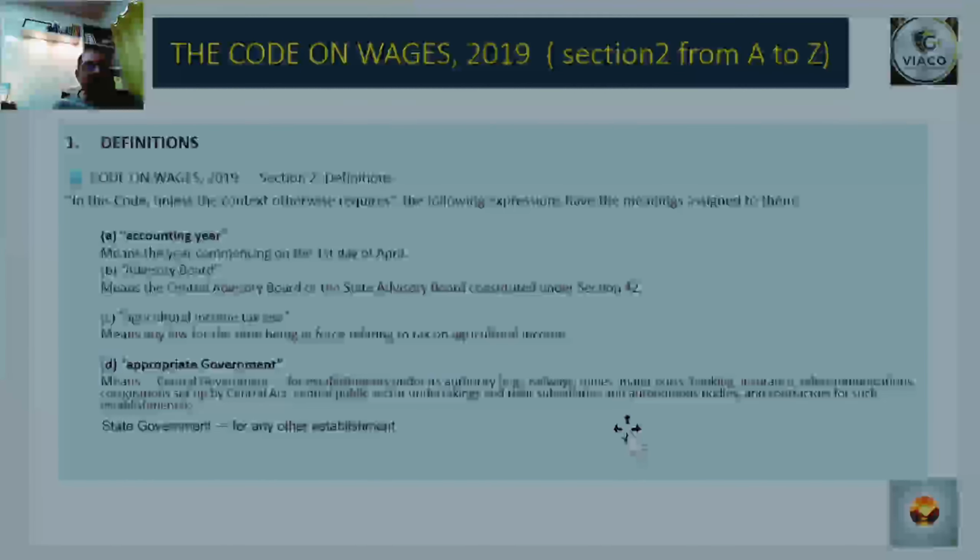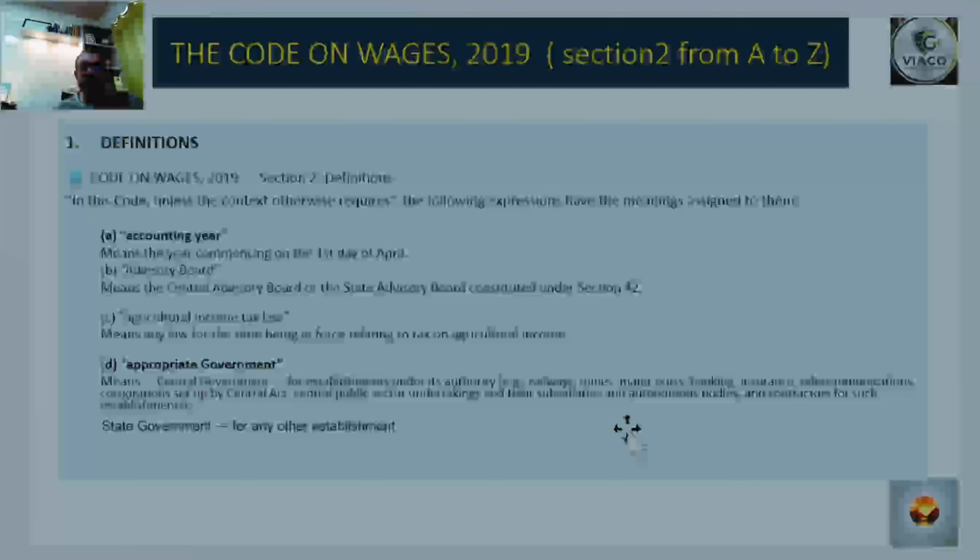certain definition accounting year. This new wage code is maintaining the accounting year definitions starting from the 1st April of every year. Especially it is being an advisory board, means central advisory board or state advisory board constituted under this section. Then appropriate government, basically there are two appropriate government in this applicability of the act, is central government and state government. Say government, central government for the establishment under it authority, railway, mine, major port, banking, insurance, telecommunication, corporation set up by the central act.